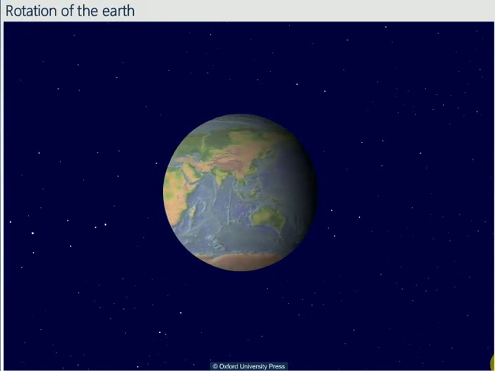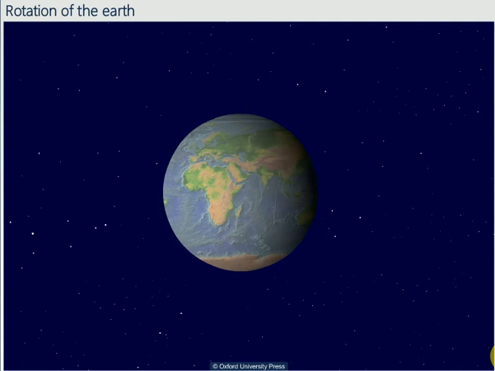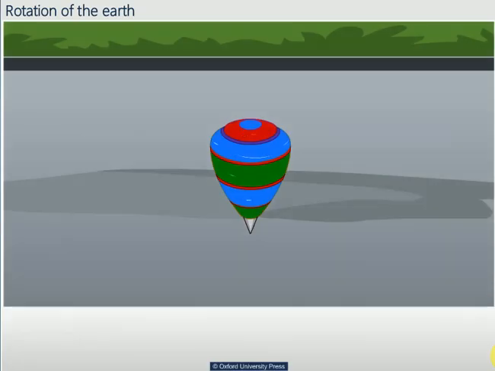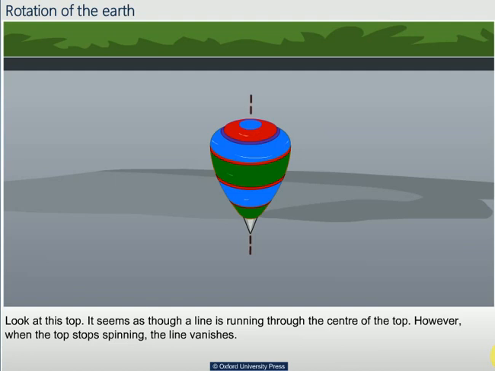All spinning objects have an imaginary line called an axis on which they spin. Look at this top. It seems as though there is a line running through the center of the top. However, when the top stops spinning, the line seems to vanish.